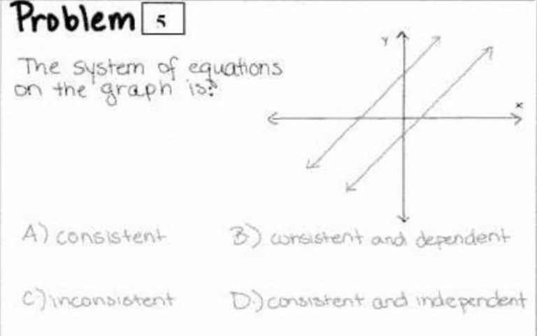The system on the graph is consistent, inconsistent, consistent and dependent, consistent and independent. They are parallel. They are never going to touch. That makes them inconsistent. Just need to memorize that.